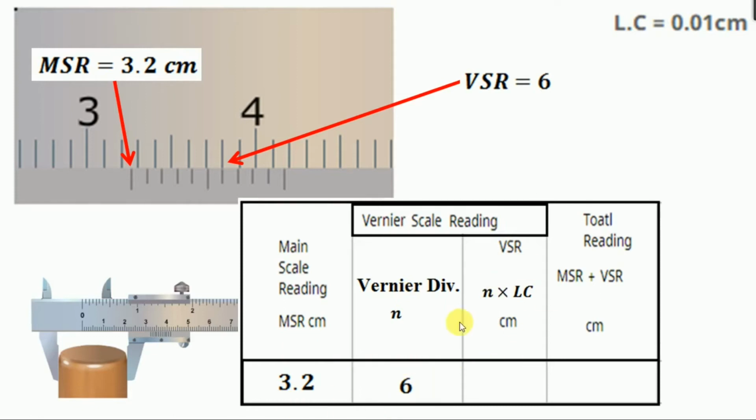Now I'll find the vernier scale reading. That means I'll multiply this 6 with the least count, and the least count is 0.01. I don't need to show the multiplication here, so it will be directly 0.06. Now I'll add this 3.2 and 0.06, main scale division plus vernier scale division, and if you add these two you will get 3.26.